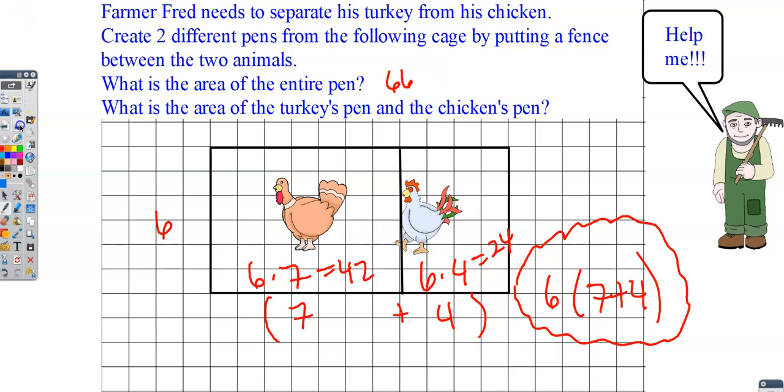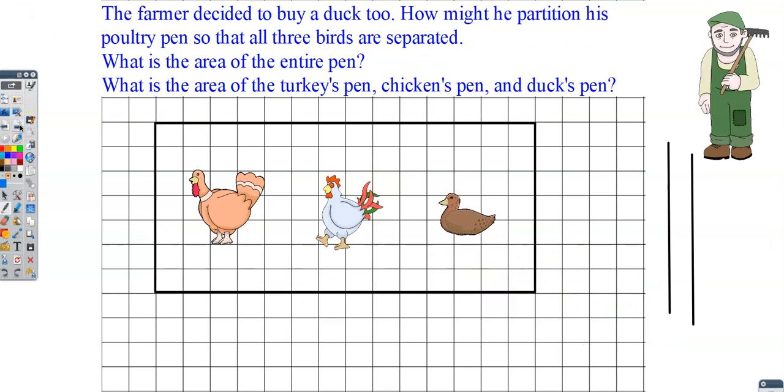And so let's keep going to the next example. So now what if the farmer has 3 birds that it's trying to separate out. I'm going to count 1, 2, 3, 4, 5, 6, 7. Okay, so now the width is 7.